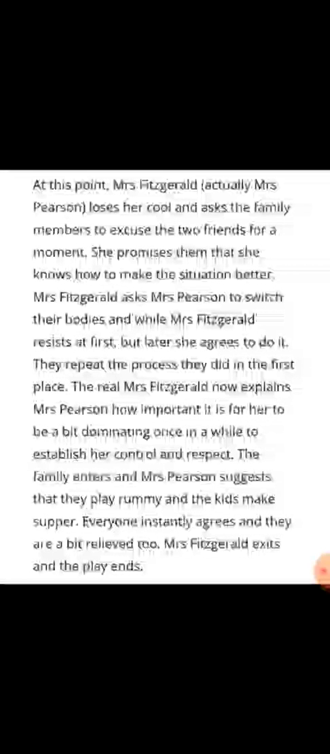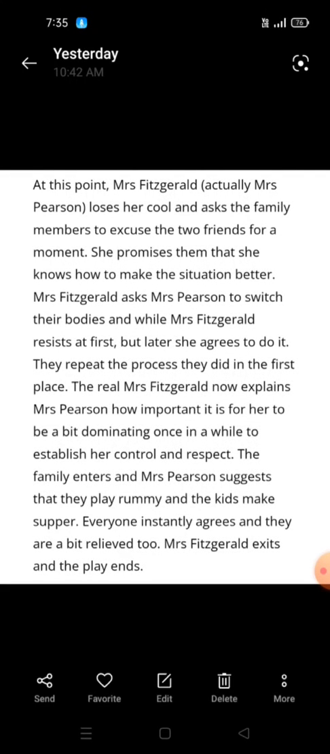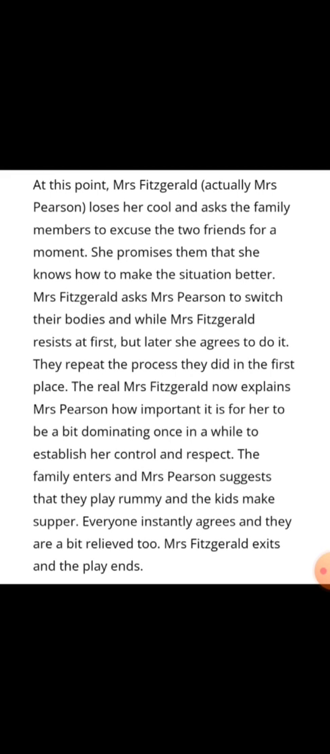And what happened after that? At this point, Mrs. Pearson loses her cool and asks the family members to excuse the two friends for a moment. She promises them that she knows how to make the situation better. Mrs. Fitzgerald asks Mrs. Pearson to switch their bodies, and while Mrs. Fitzgerald resists at first, later she agrees to do it. They repeat the process they did in the first place. The real Mrs. Fitzgerald now explains to Mrs. Pearson how important it is for her to be a bit dominating once in a while to establish her control and respect.